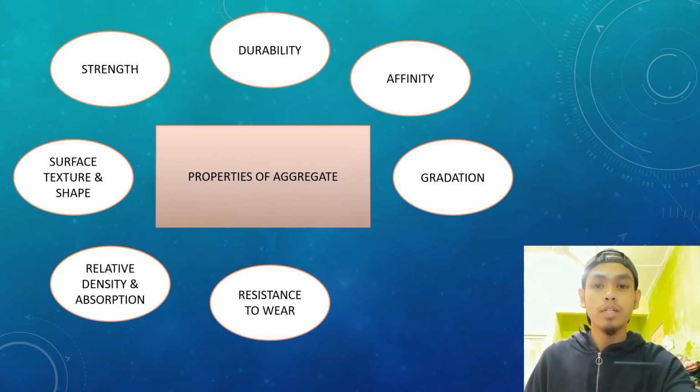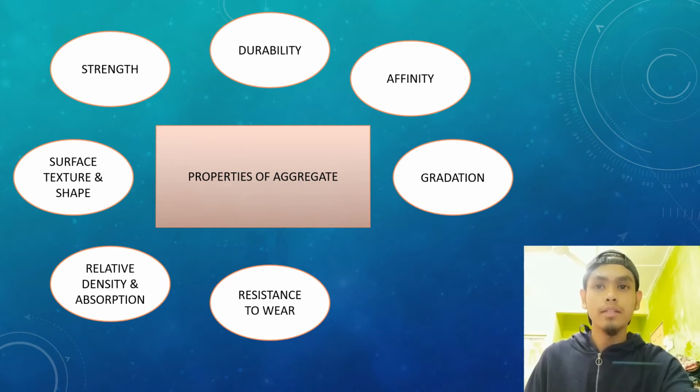Now I'm going to explain the important properties of aggregate. There are many important properties of aggregate. Number 1, strength, to withstand crushing and impact during construction and traffic load. Number 2, soundness, resistant to disintegration under weathering. Number 3, shape and surface texture, help in interlocking, resistant to sliding and affect strength.